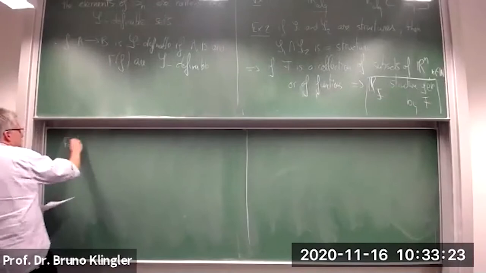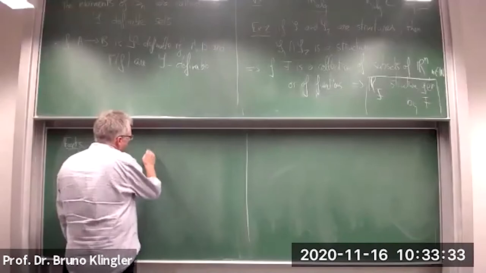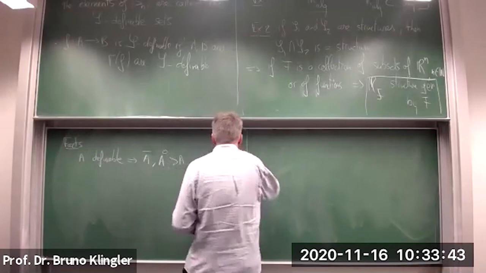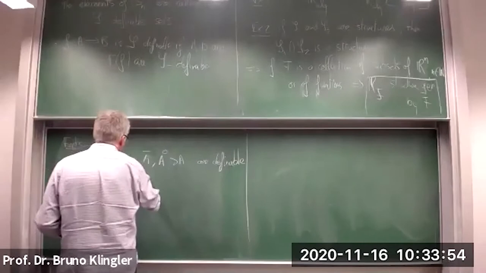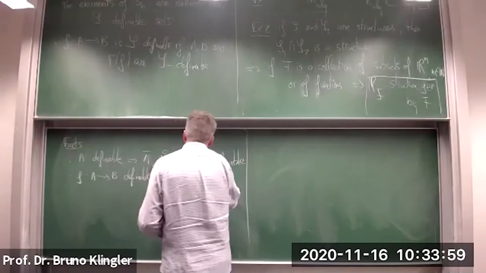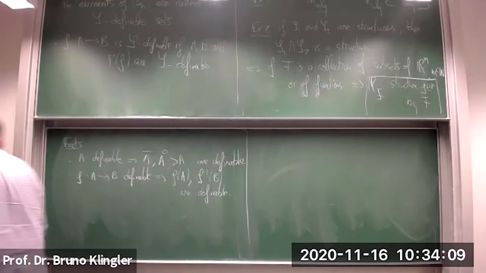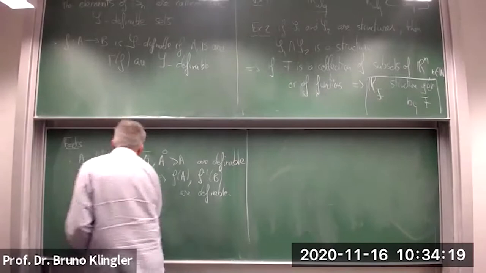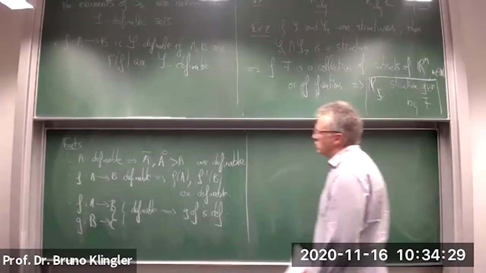Suppose that A is definable, so now definable just means S definable for some structure S. Then this implies that the closure, the interior and the boundary are S definable. Second, if you have F from A to B definable, then F of A and F minus 1 of B are S definable. And of course, the last important property is that you can compose definable functions. So if F from A to B is definable and G from B to C is definable, then G composed with F is definable. Okay, so that's good. Those are the basic properties that we wanted to have.